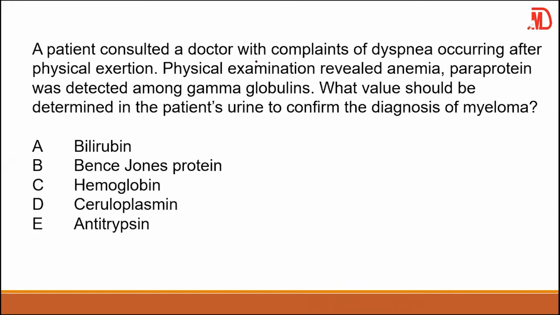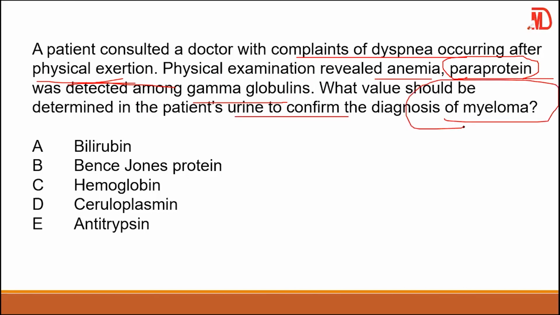A patient consulted a doctor with complaints of dyspnea occurring after physical exertion. Dyspnea means shortness of breath. Physical examination revealed anemia, and a paraprotein was detected among the gamma globulins. What value should be determined in the patient's urine to confirm the diagnosis of myeloma?